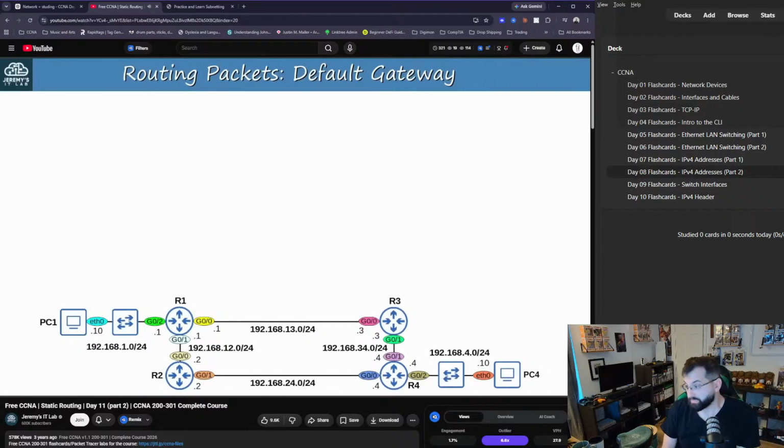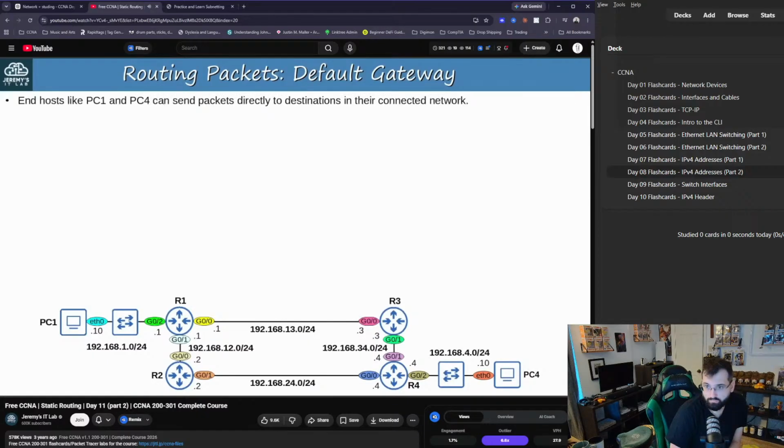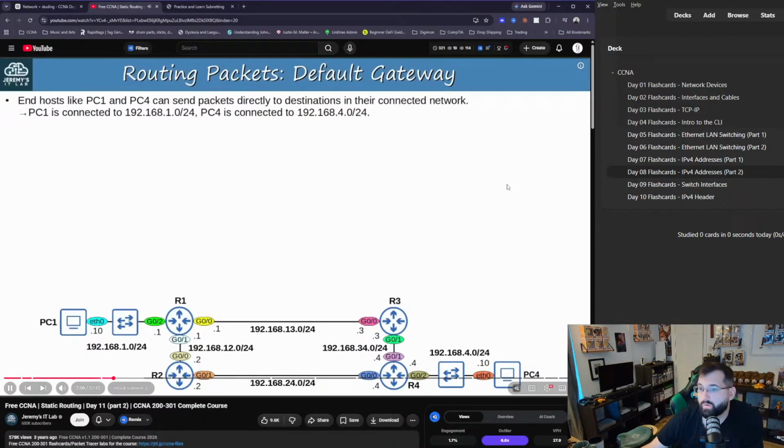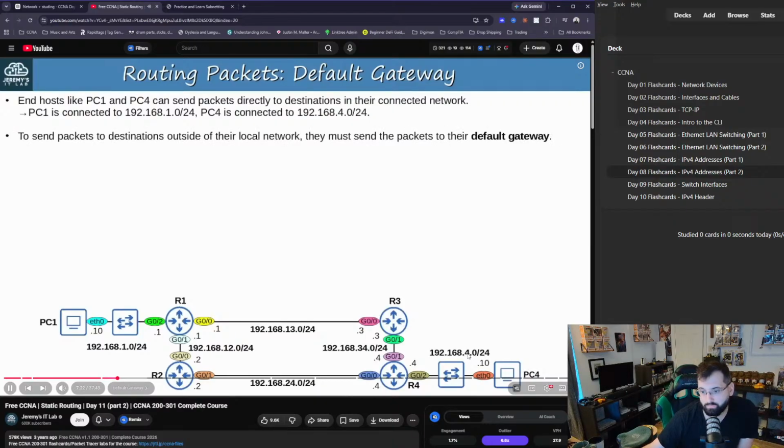So first we are going to look at the concept of default gateway. End hosts like PC1 and PC4 can send packets directly to destinations in their connected network. PC1 is connected to 192.168.1.0/24, so it can directly communicate with other hosts in that network. And PC4 is connected to 192.168.4.0/24, so it can directly communicate with hosts in that network. However, to send packets to destinations outside of their local network, they must send packets to their default gateway. Gateway is an old term for router, so it means default router.